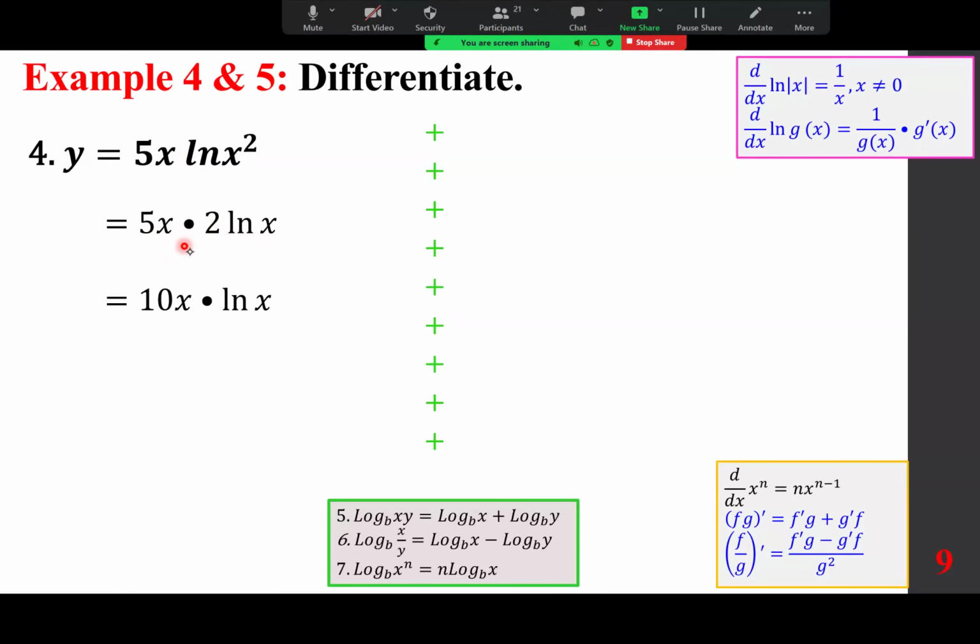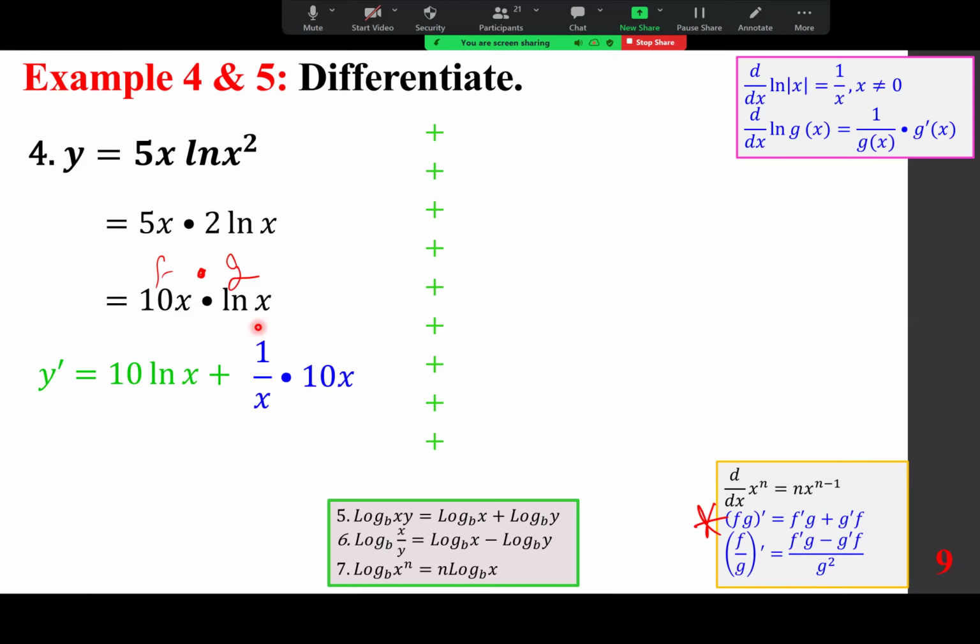Again, you can separate the 10, put brackets, and differentiate and keep the 10 out. Or makes no difference in this case. Say this is f, this is g. You're going to use the product rule. F prime is 10 times g is ln x. G prime is 1 over x times f is 10x.